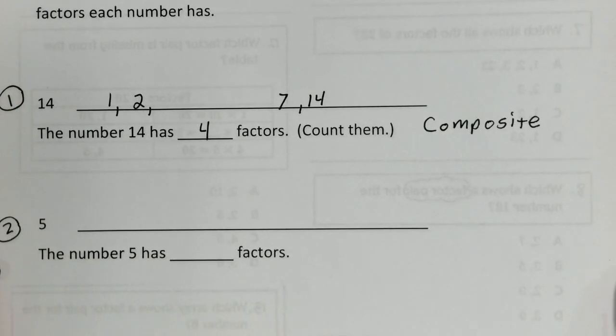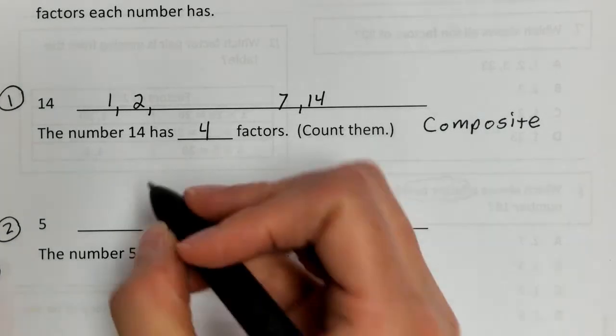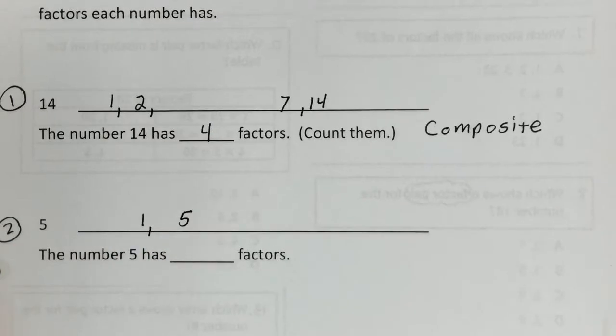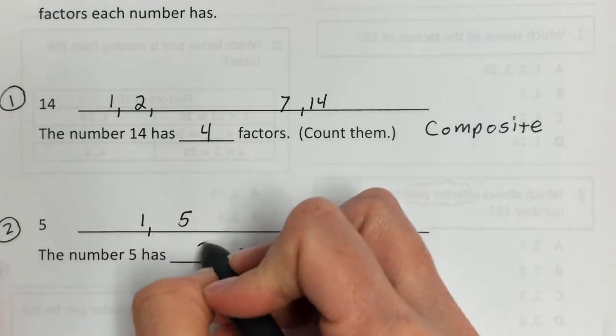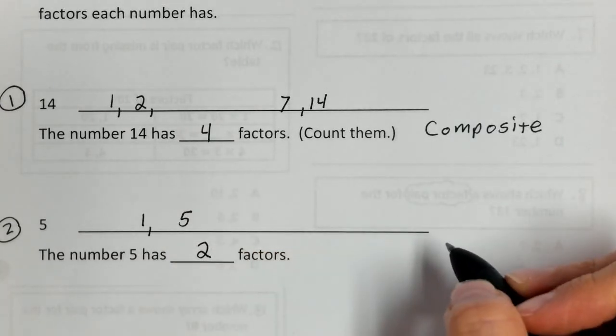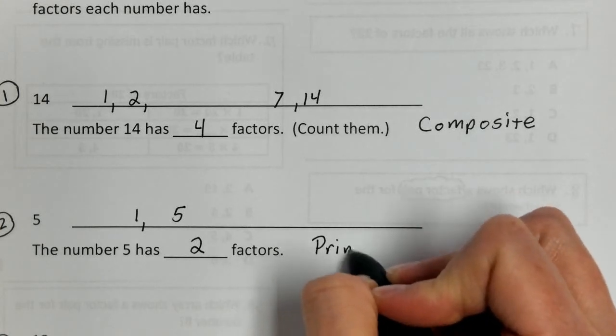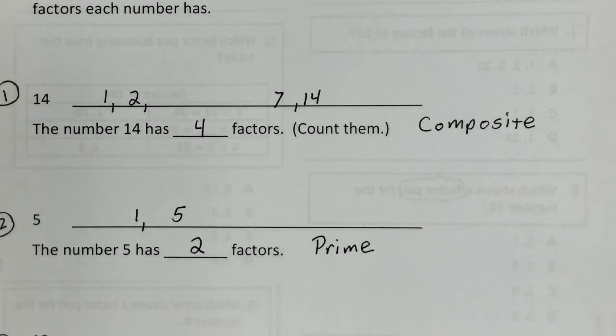All right, let's look at 5. What are the factors of 5? 1 and 5. Are there any others? No. The number 5 has how many factors? 2 factors. Is it prime or composite? It is a prime number.